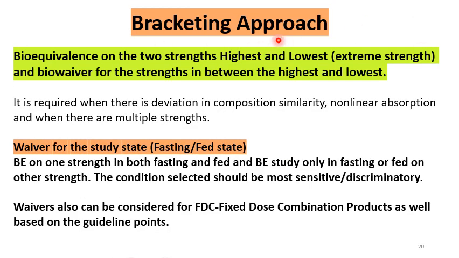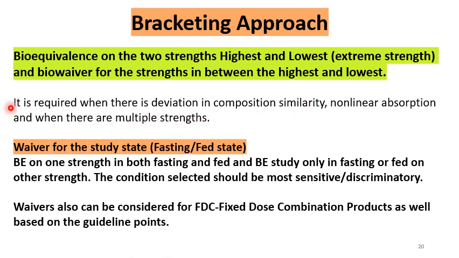Then bracketing approach: bioequivalence on the two strengths, that means highest and lowest, or extreme strength, and biowaiver for the strengths which are in between the highest and lowest of the bioequivalent strength. So this bracketing can be done. It is generally required when there is a deviation in composition similarity, non-linear absorption, and when there are multiple strengths.